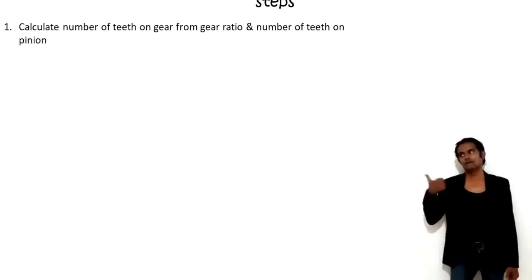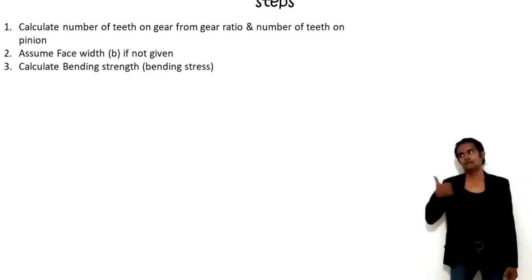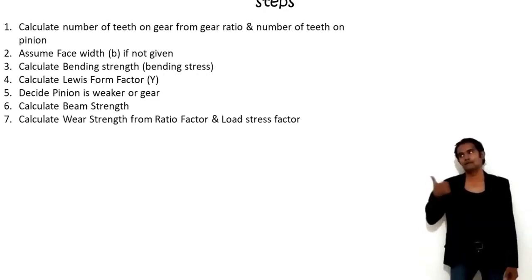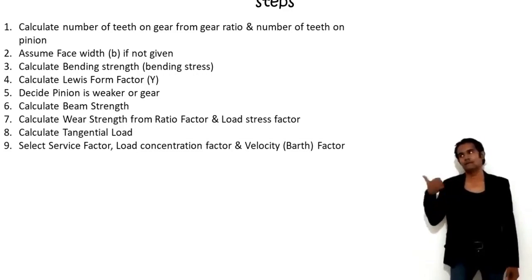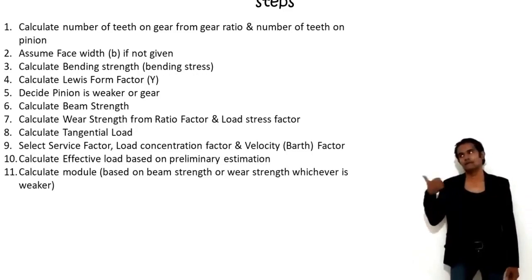So step 1, we calculated the number of teeth on gear. Step 2, we assumed face width. Step 3, we calculated the bending strength. Step 4, we calculated Lewis form factor. Step 5, we decided whether pinion was weaker or gear. Step 6, we calculated beam strength. Step 7, we don't have to do it over here, but usually you have to calculate the wear strength. Step 8 is to calculate tangential load. Step 9 is to calculate the service factor, load distribution factor, and velocity factor. Step 10, you have to calculate the effective load based on preliminary estimation. Step 11, you have to calculate the module, and step 12, you have to calculate the dimensions of the gear pair.